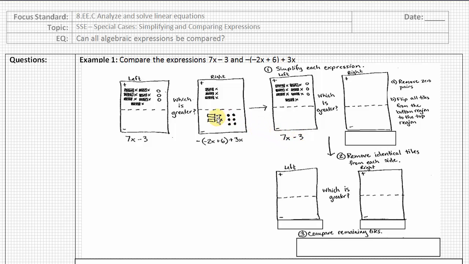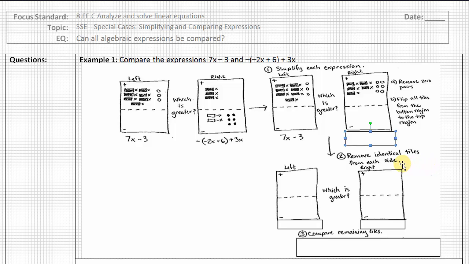On the right, however, we have all these tiles to flip up, and we want to show that they flip up. On our mats it would look like this. We had the 3x tiles, these two negatives flip up, these 6 positives flip up, and each time they flip up they change signs. We have a few reminders of those steps, and so what is our new expression? What do we have on the right? Go ahead and record that.